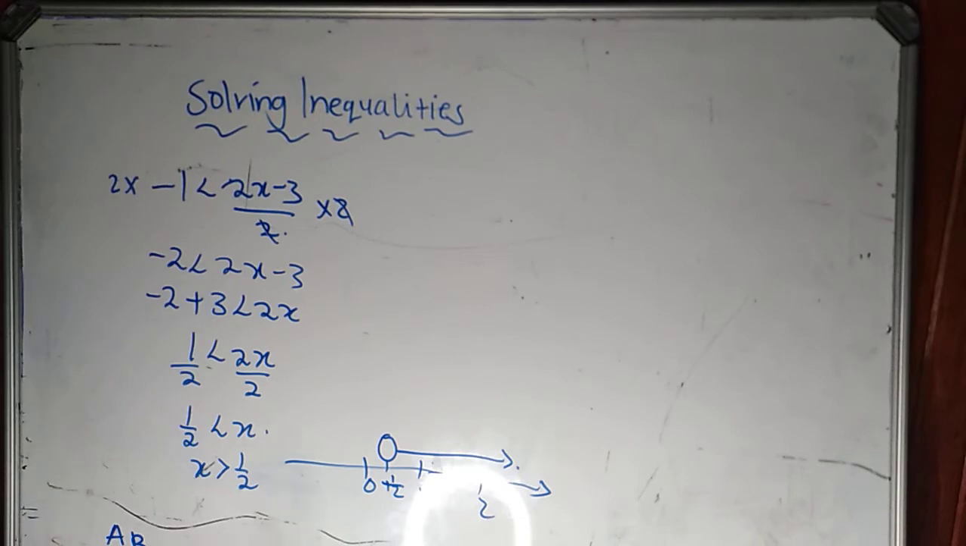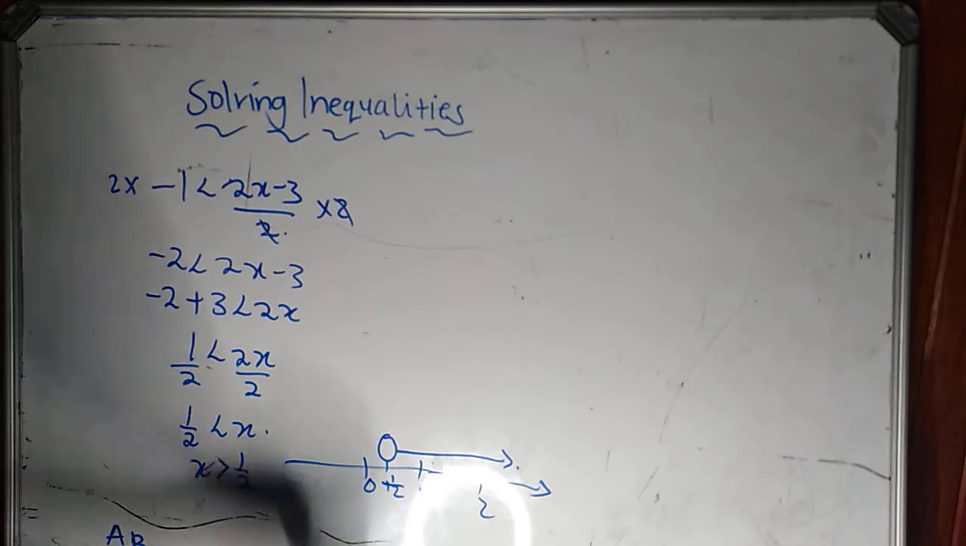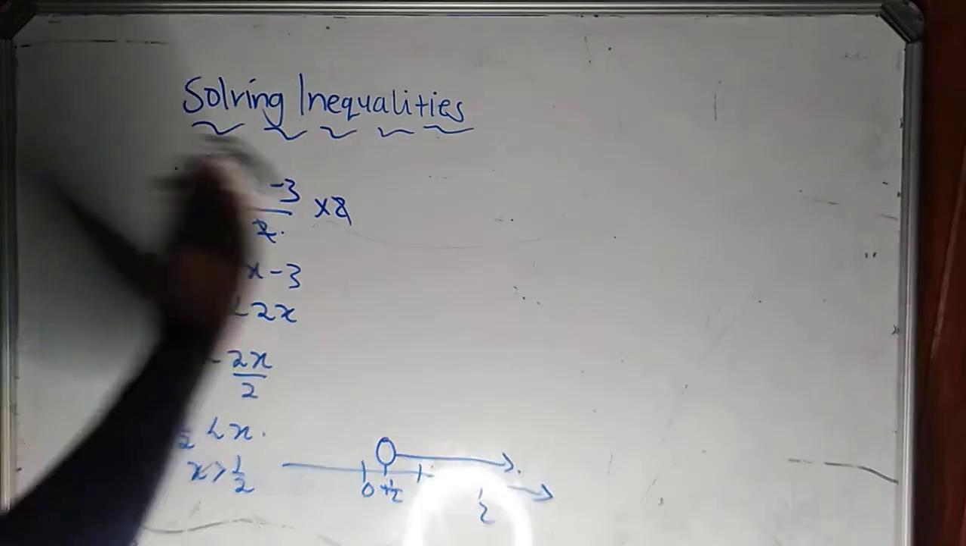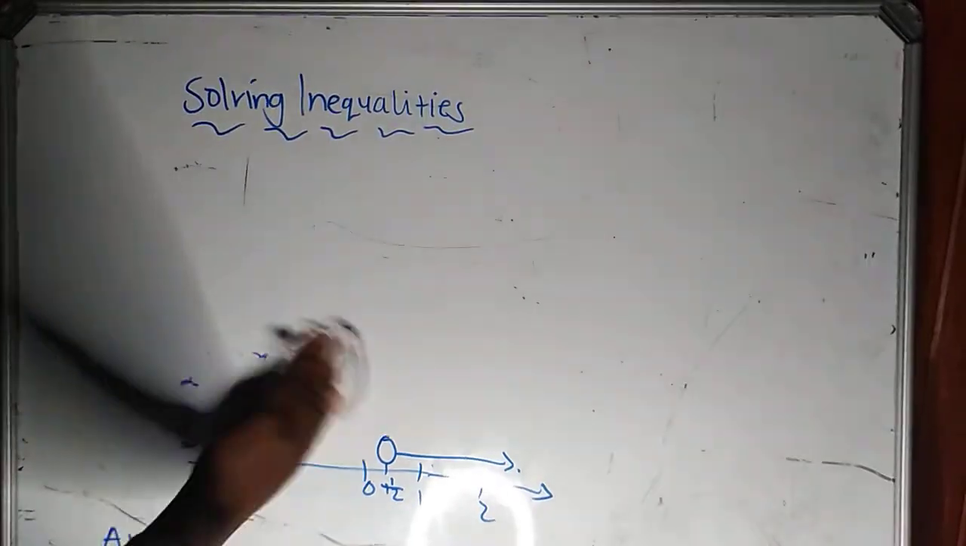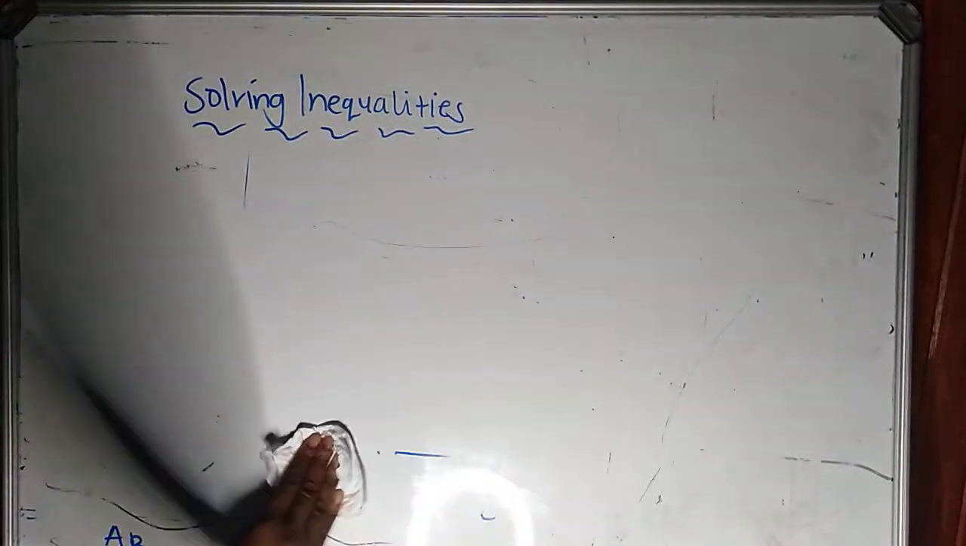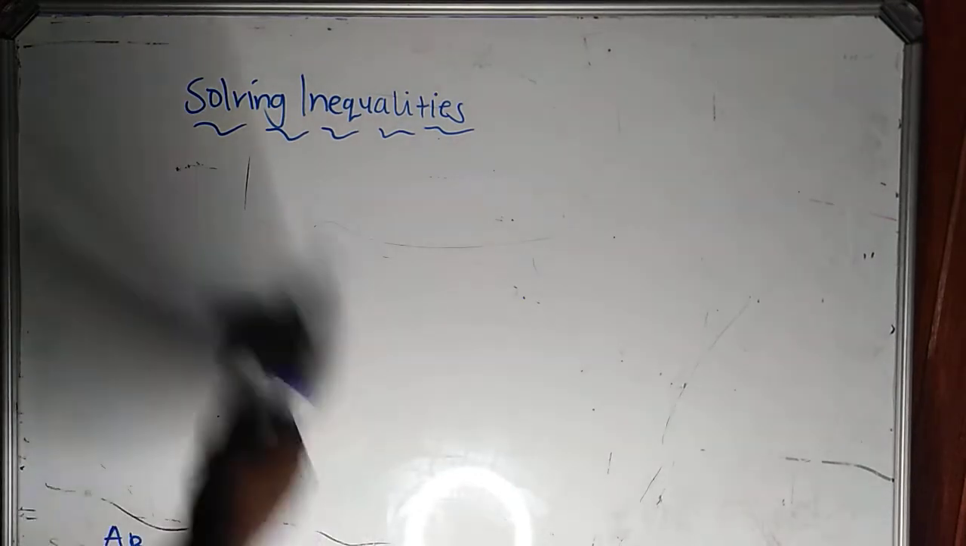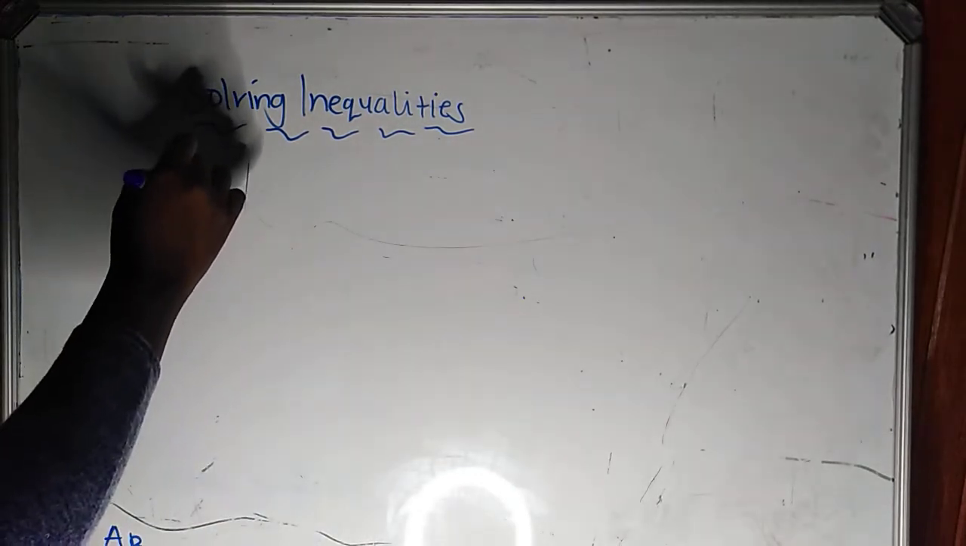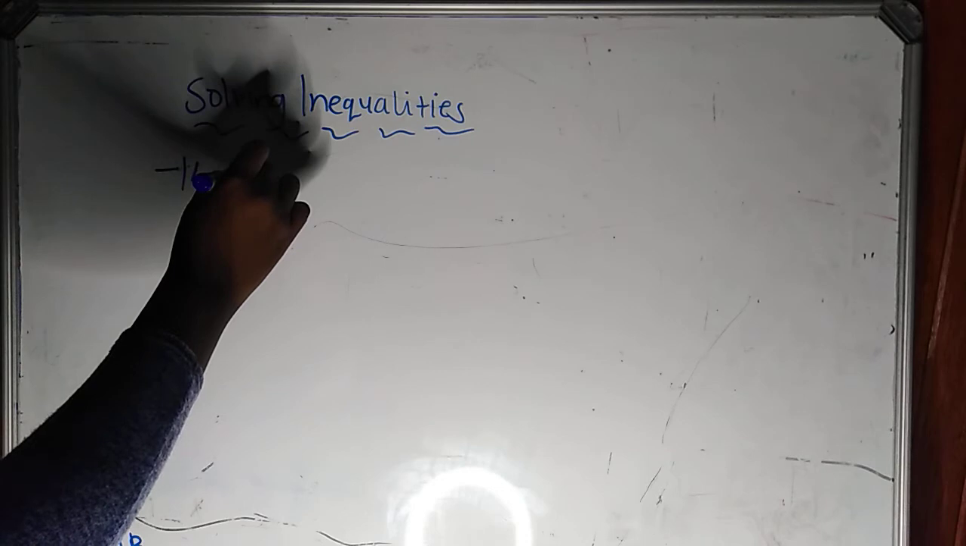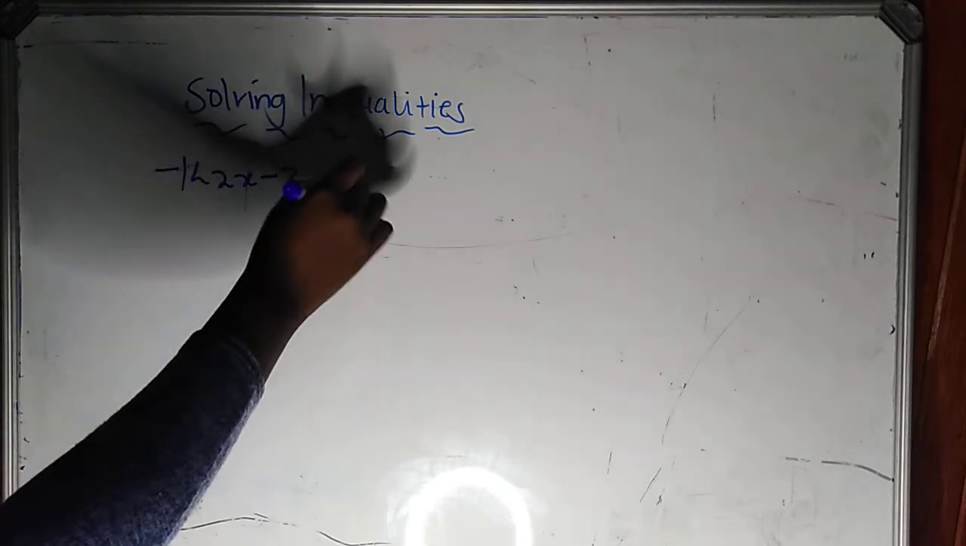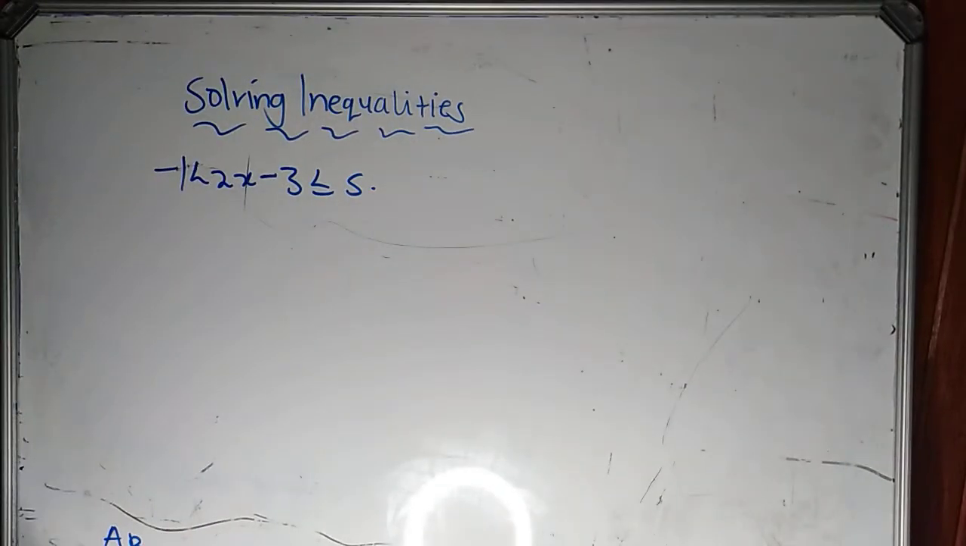And our last example for today, it's very, very important for you to master this one. Most people, they get it wrong. Make sure you understand it and get it very well. It's a bit longer. We are having minus 1 less than 2x minus 3 less than or equal to 5.